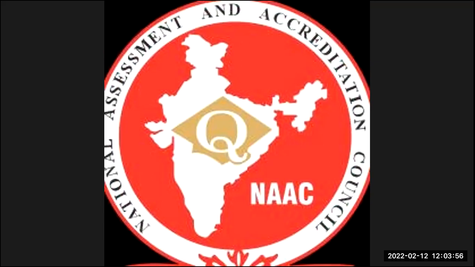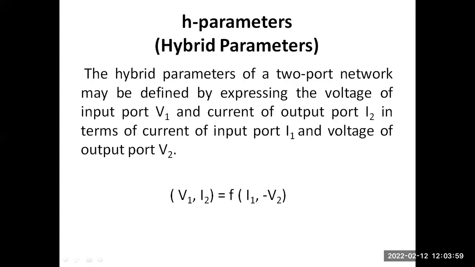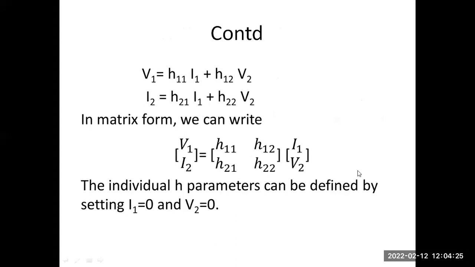Now we'll discuss the H parameter, which is known as the hybrid parameter. The hybrid parameter of a two-port network may be defined by expressing the voltage of the input port V1 and the current of the output port I2 in terms of I1 and V2. So V1 equals H11 I1 plus H12 into V2, and I2 equals H21 I1 plus H22 into V2.